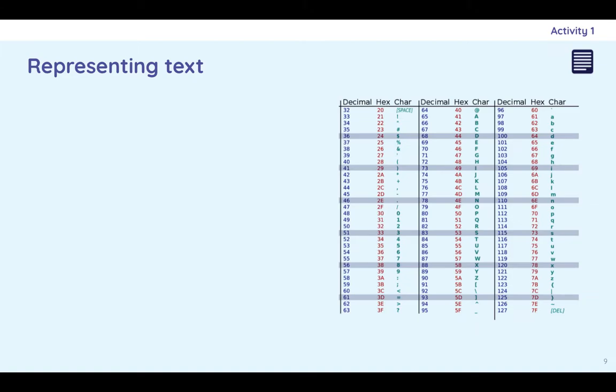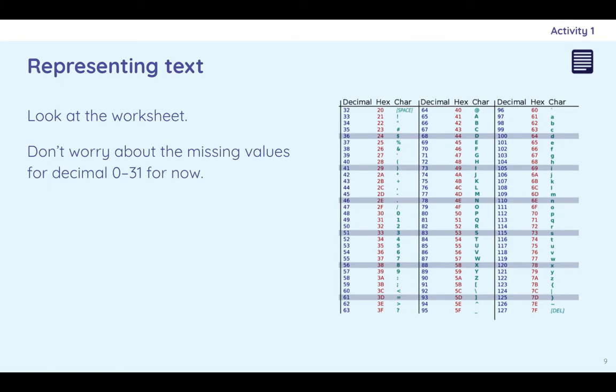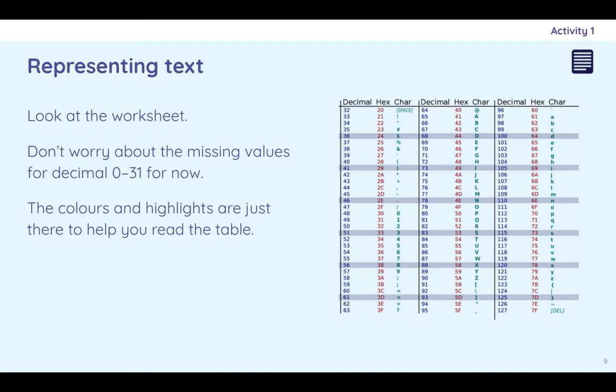This here is a table of ASCII characters. And let's have a look. There are obviously some missing values. The decimal values 0 to 31, we're not really going to be worrying about. Just look at the printable characters that can be represented. The colours are there just to help your eye guide around the table.